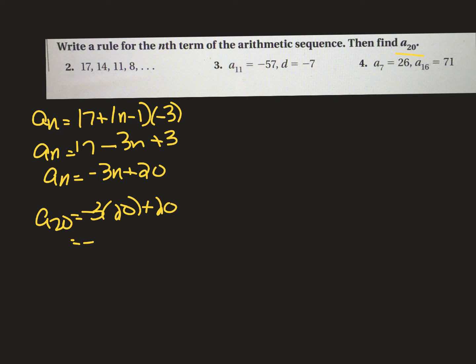That's going to be negative 40 when you work all that out. So the 20th term, negative 40. Let me change colors. We'll do the second one. This one says the 11th term is negative 57, and the difference is negative 7.